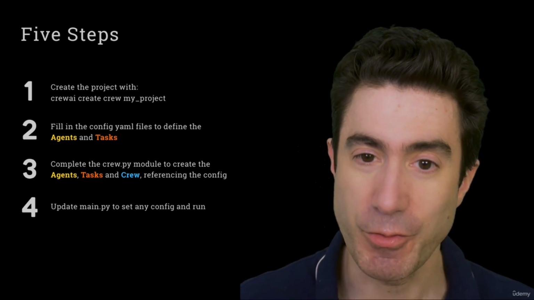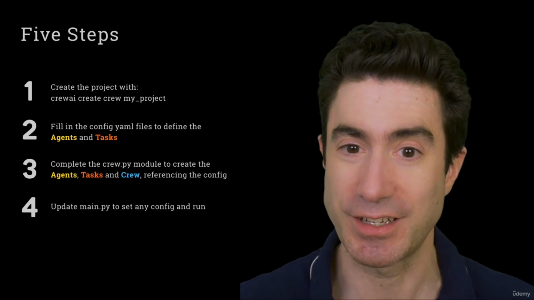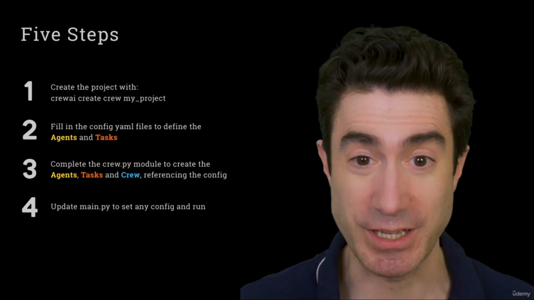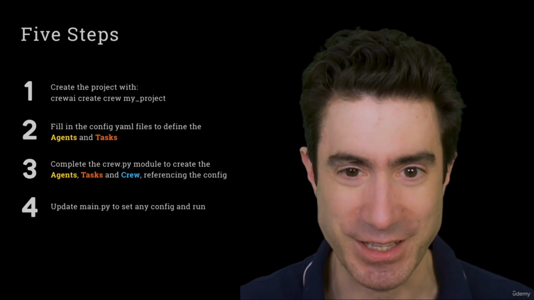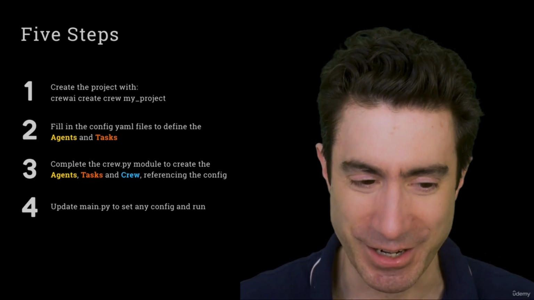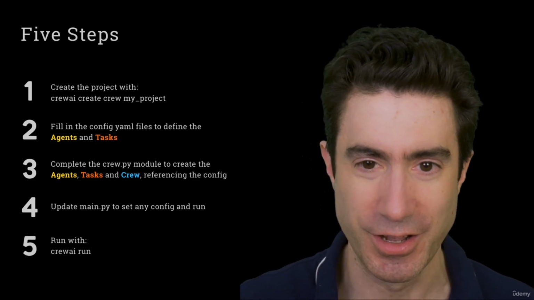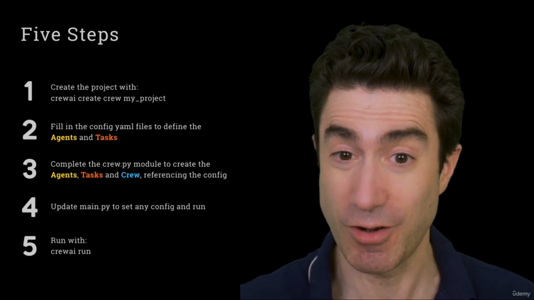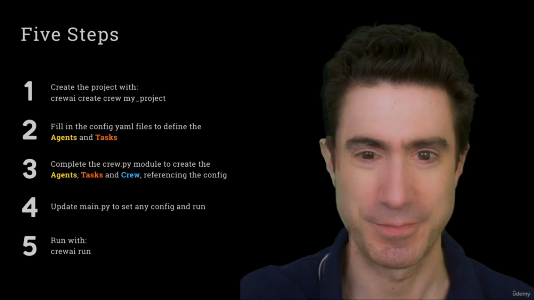Then fourth, we update the main.py module to set up the run parameters when we specify the inputs, the fact in our case that the topic of debate, the motion, was, as it happens, about AI regulation, and then we can run. And the way we run is we type CrewAI run from within the project folder, which behind the scenes does a UV run, and then it's off to the races with our Crew framework.